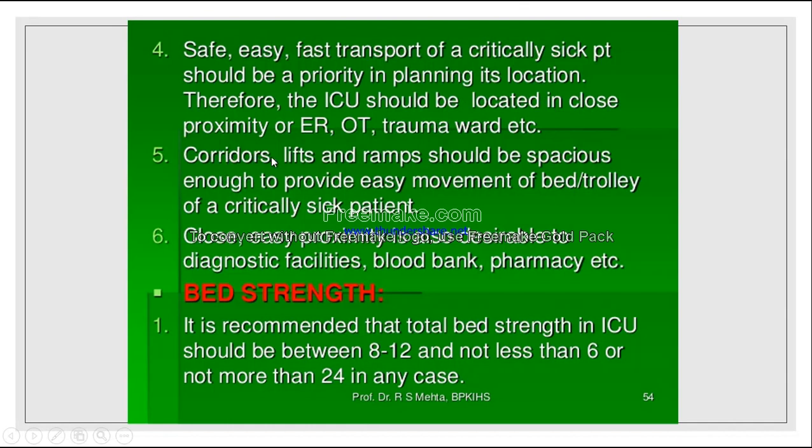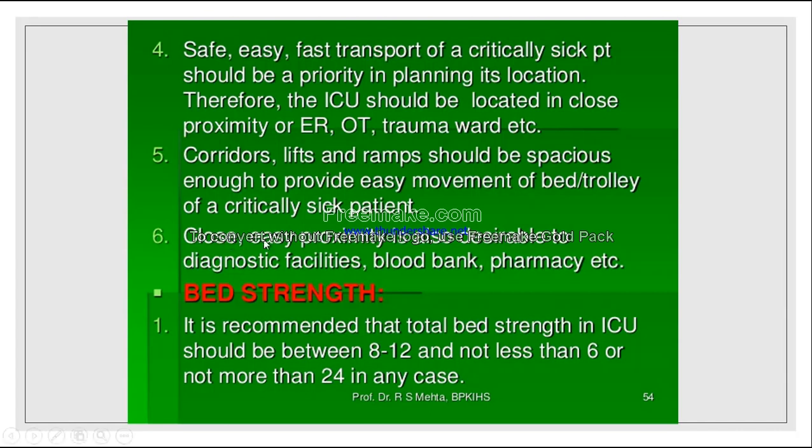Next, the corridors, lifts, and ramps should be spacious enough to provide easy movement of the bed or trolley of a critically sick patient. So the passages, corridors, and lifts should be big. They should not be small or narrow, but big and spacious, so that there will be enough space to shift the patient from the emergency ward to the ICU, or from the OT to the ICU.